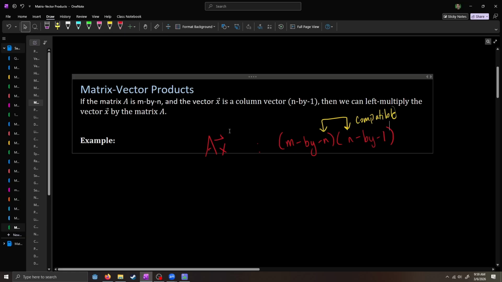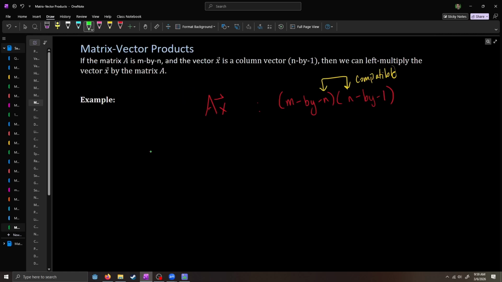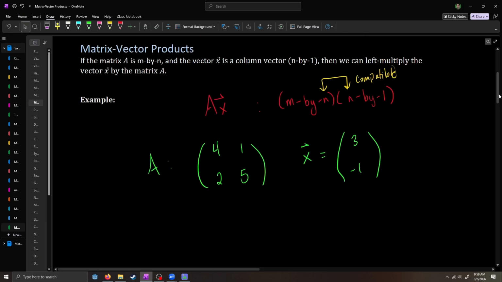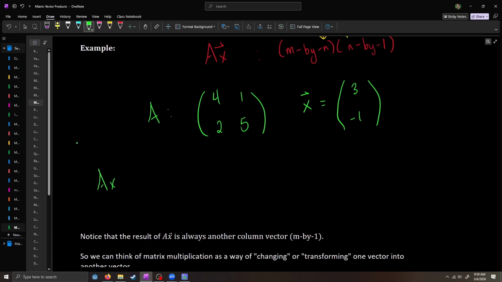So as a warm-up, let's do a quick example. Let's suppose that I have a 2 by 2 matrix A consisting of entries like 4, 1, 2, 5. And let's suppose that I have a vector x consisting of the column 3, minus 1. Let's go ahead and left multiply this matrix to this vector. So let's calculate A times x.